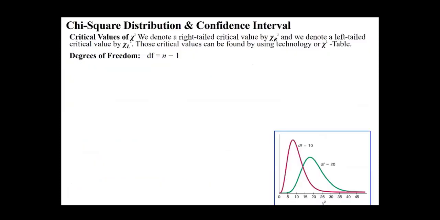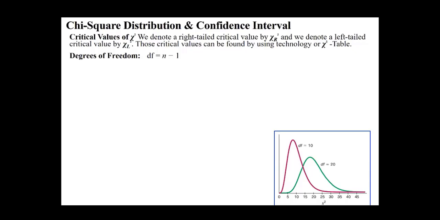So critical values of chi-squared: we denote the right tail critical value by chi-squared of the right, and the left tail by chi-squared of the left. And we get it from the table, or this is something that they do have some calculators that you can use.